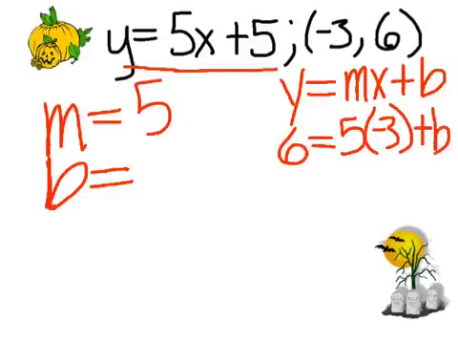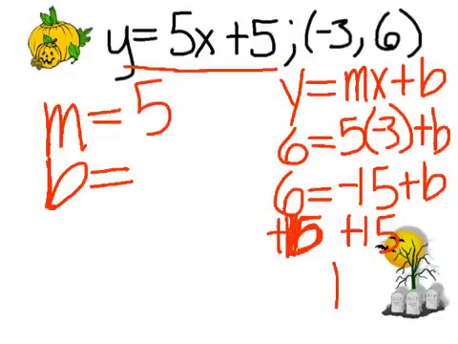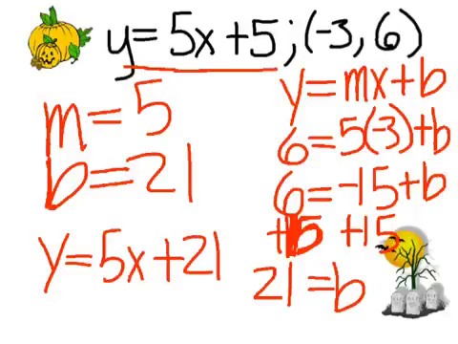x is negative 3. What do we need to do next? Times 5 and negative 3, which is negative 15. Then you add 15 to each side because it's a negative 15, to get b by itself. 6 plus 15 gives us what? 21. So what's our final answer? y equals 5x plus 21.